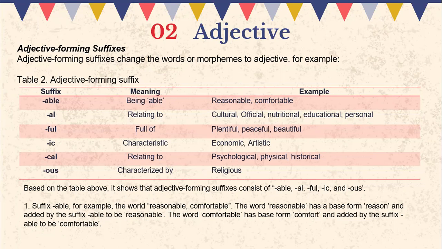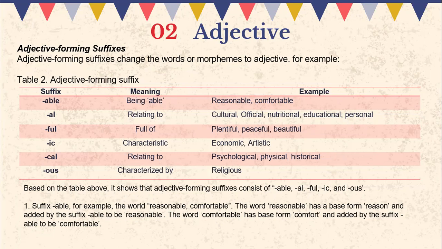Suffix full with the meaning full of, with the examples: plentiful, peaceful, beautiful. And then suffix ic with the meaning characteristic, with examples: economic, artistic. And the suffix ical with the meaning relating to, and for the examples: psychological, psychical, and historical. And the last is suffix ous with the meaning characterized by, and for the example, religious.